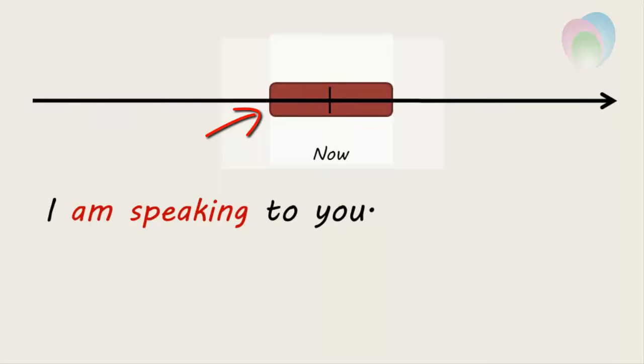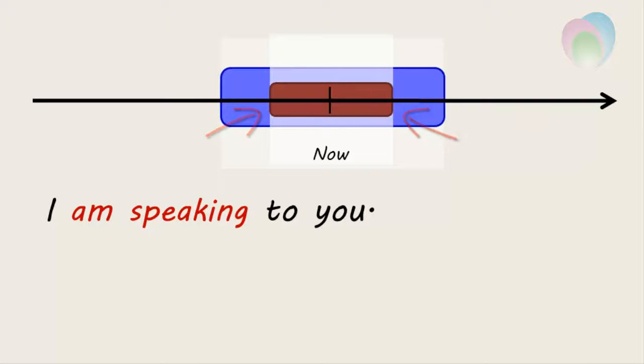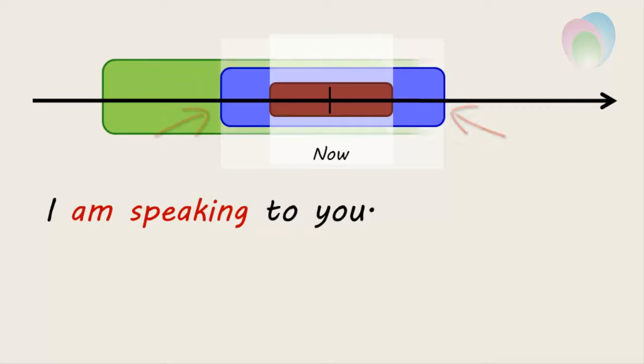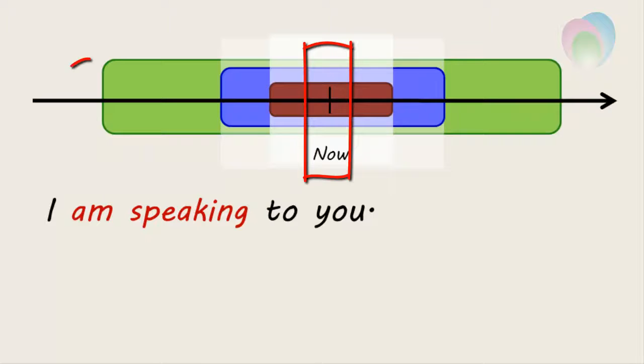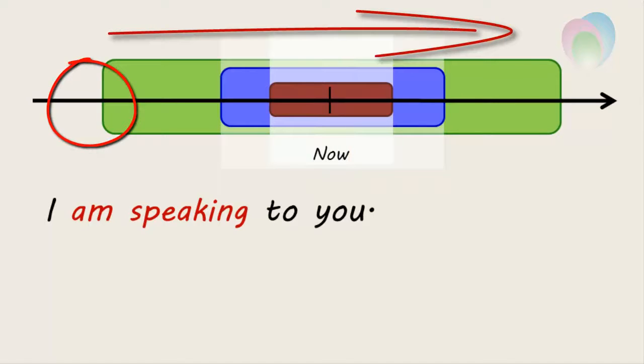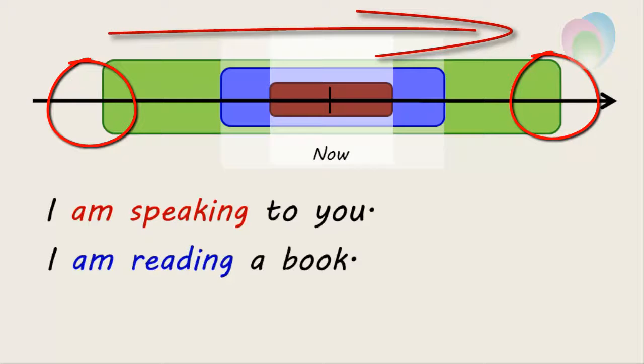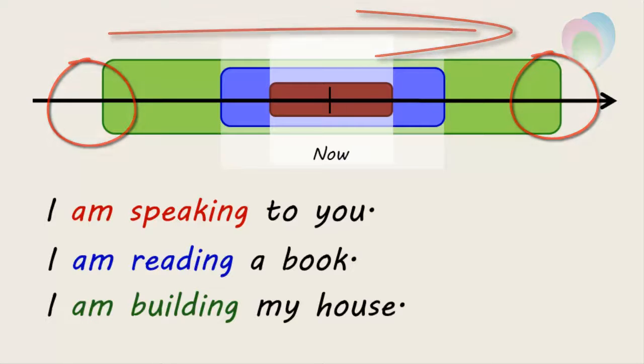I started 5 minutes ago and I will finish this lesson in 10 minutes. I bought a book yesterday and started reading it. I will finish it tomorrow. I started building my house 2 months ago. I will finish it next year. At the moment I am not reading a book or building a house, but they both started in the past and will end in the future, so I can say I'm reading a book or I'm building my house.